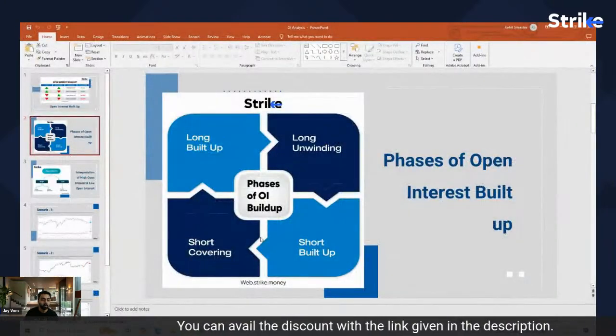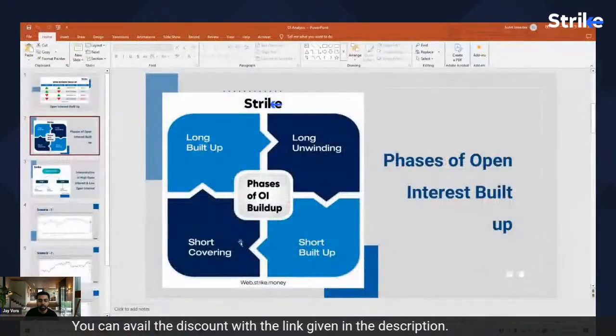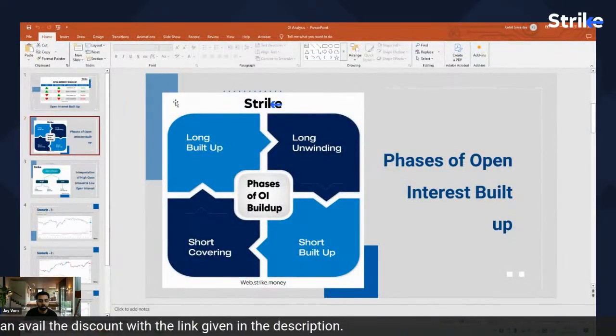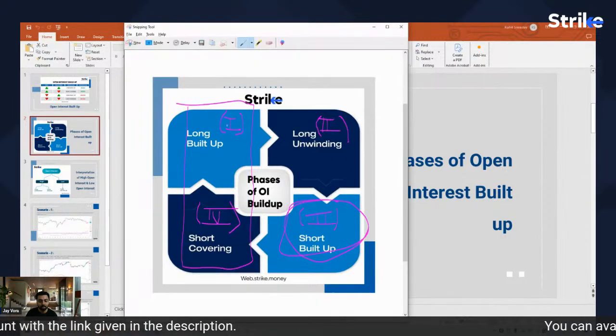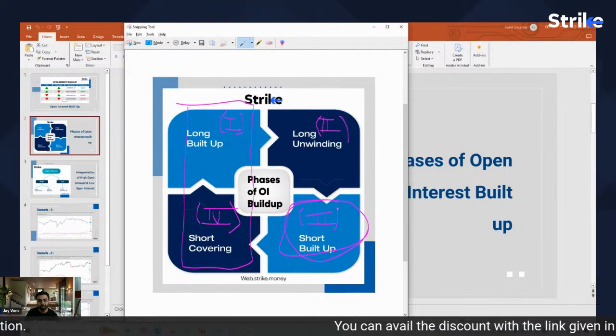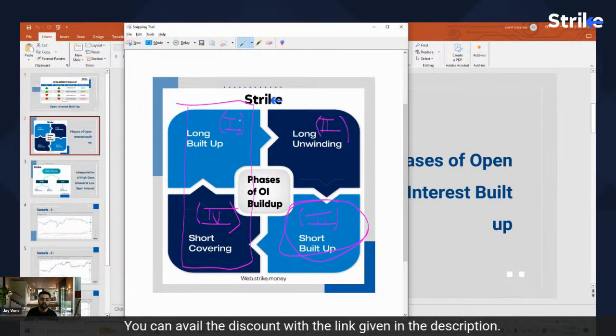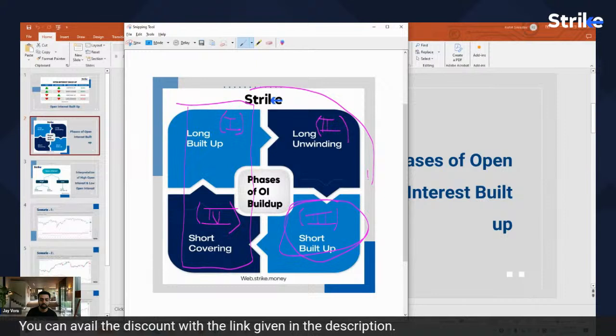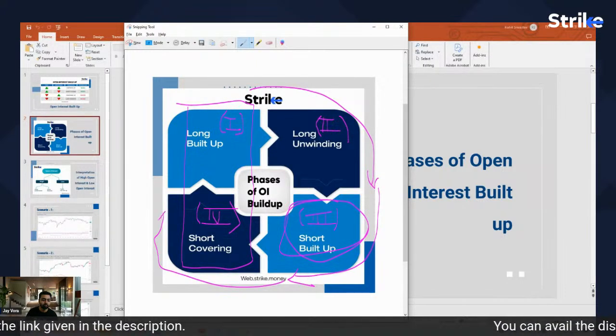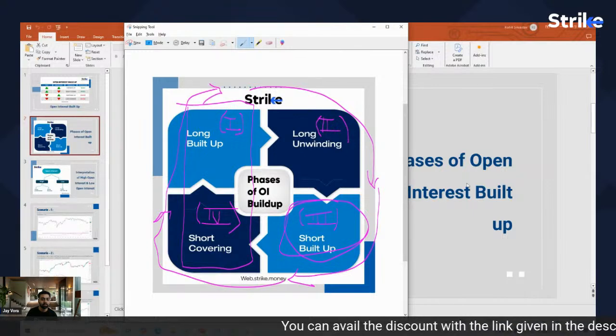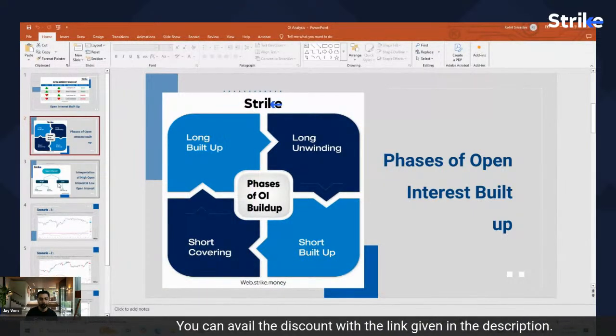Now, I am assuming that people have understood this phase of the market, which is basically: stage 1 is long build-up, stage 2 is long unwinding, then short build-up happens, after short build-up short covering happens, and these phases keep on happening. This will keep happening and you will see the stock circulating in this phase only, okay?